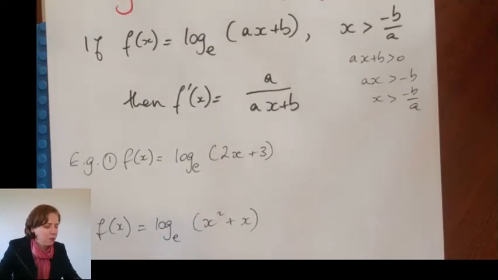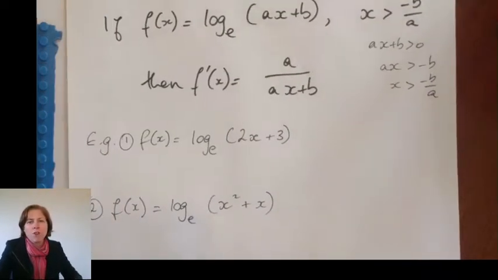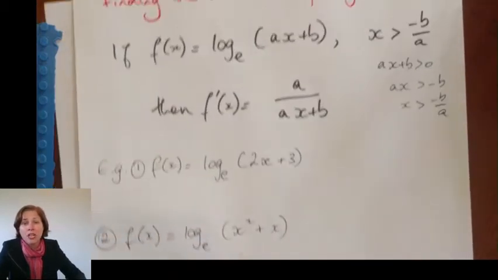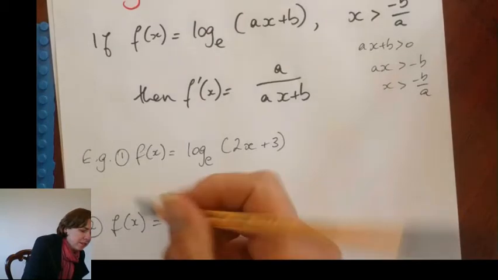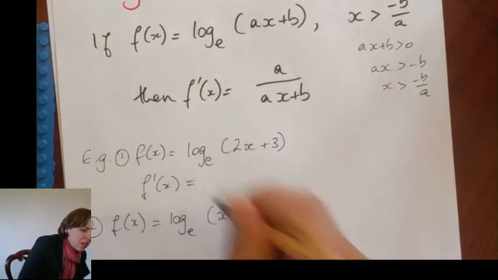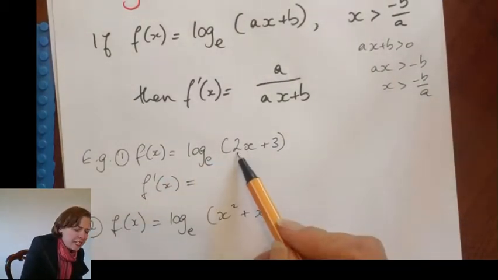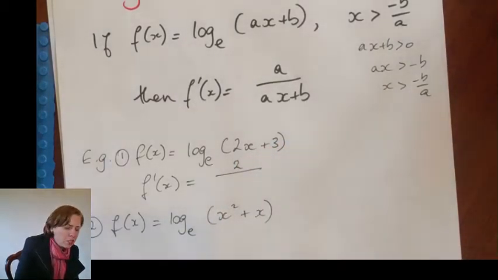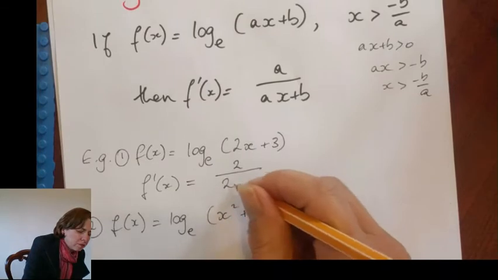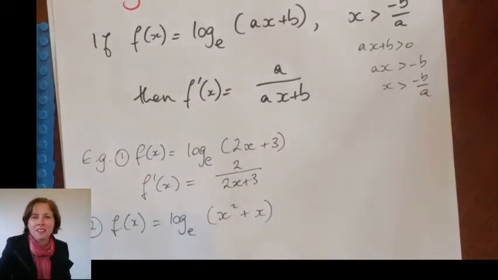My first example, I'm going to find the derivative of a straightforward example, log e of 2x plus 3. That's f of x, so f dash of x is going to be the coefficient of this linear function, that's 2, over the original function, 2x plus 3. Done. Not very intuitive, but not very hard.